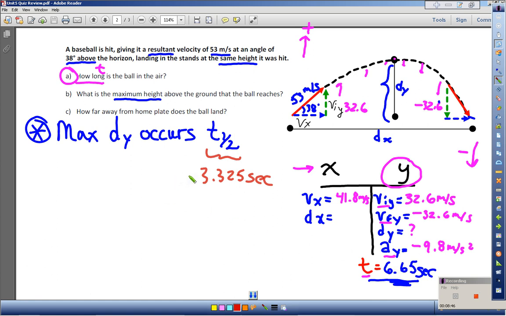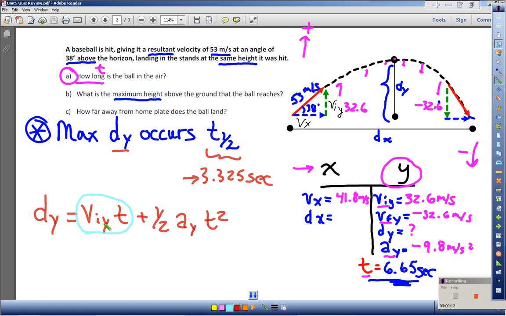So if that's the case, what I want to do is find the displacement at that time. Our old friend, displacement is equal to the initial velocity times the time plus 1/2 the acceleration times the time squared, is back to help us out. But in this case, please don't make this mistake. Do not just assume that this initial velocity is always going to go away to 0, because in this case it's not. Our initial velocity is not 0, it's something. In this case it's 32.6 meters per second.